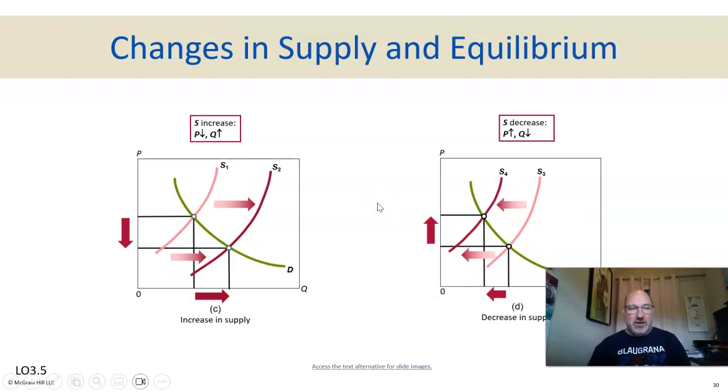All right, here we go. Supply. S1 to S2. We're going to increase supply because that is moving to the right. So quantity is increasing, but price is decreasing. There's more of it. Here's the way that we'll think of it: there's more of it out there, and therefore it's less valuable.